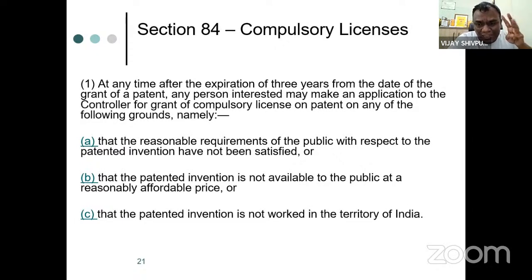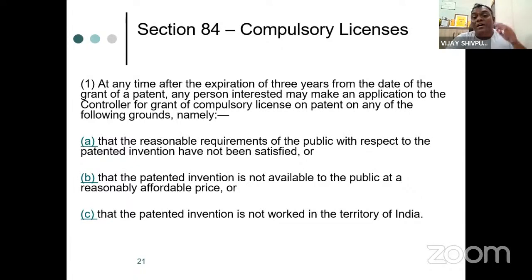But then there are three problems with this. What do you mean by reasonable requirement, and how are you going to prove it legally? This is a relative term. Just like in claim drafting, we are not allowed to use relative terms, like reasonable requirements of the public with respect to the invention have not been satisfied. How are you going to prove the reasonable requirement?